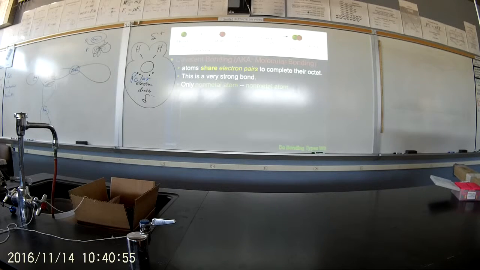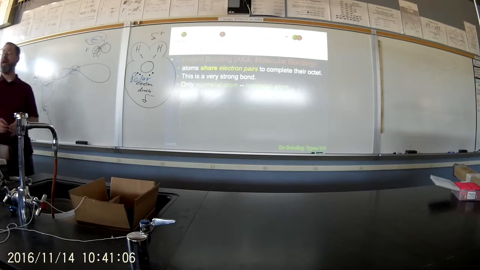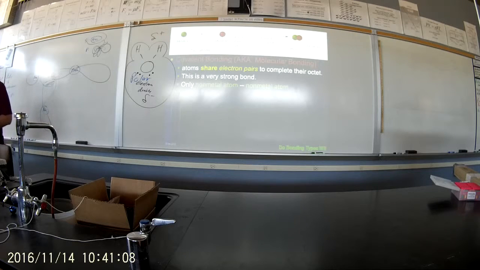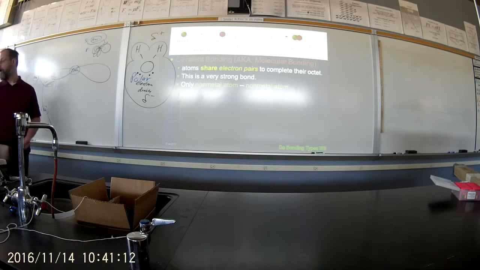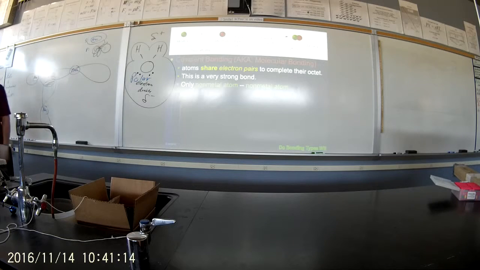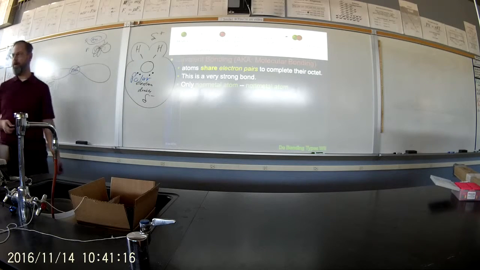Now, covalent bonding only happens between nonmetal atoms. If a metal and a metal get together, you get metallic bonding. If a nonmetal and a metal get together, you have ionic bonding. And if a nonmetal and a nonmetal get together, you have covalent bonding.